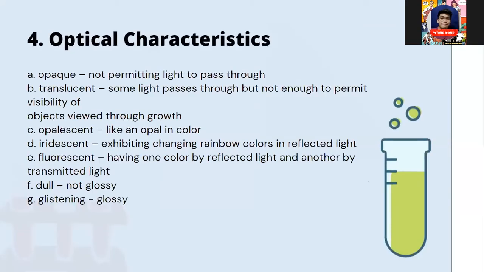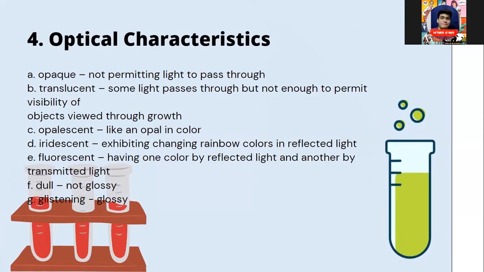Next is the optical characteristic of bacterial agar slants, which can be described as the following. First is opaque. It does not permit light to pass through. Second is translucent, where some light passes through but not enough to permit visibility of objects viewed through. The next, opalescent, which appears like an opal stone in color, and iridescent, which exhibits changing rainbow colors when reflected with light. Next is fluorescent, which appears to have one color by reflected light and another by transmitted light. Next is dull, which is described as not glossy in appearance. And lastly, glistening, where it appears glossy when seen.